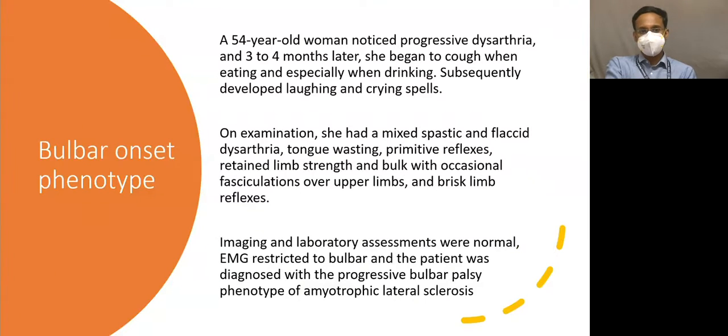The bulbar onset phenotype is this 54-year-old lady who has come with progressive difficulty in speech, and then subsequently developing dysphagia, with a history of pseudobulbar features, both spastic and flaccid kind of speech. Examination shows tongue wasting, presence of palmomental, sucking and rooting reflexes, normal power in the upper limb, and the EMG showing the disease is restricted.